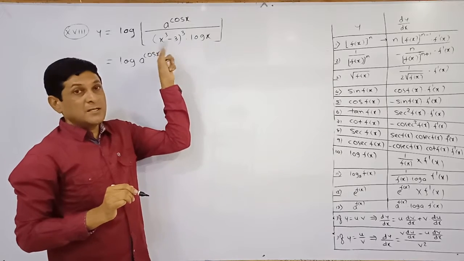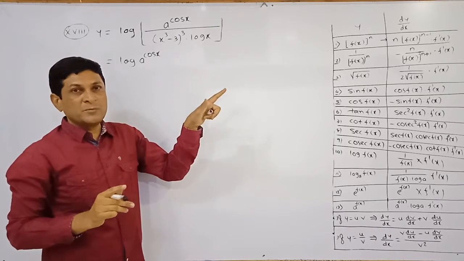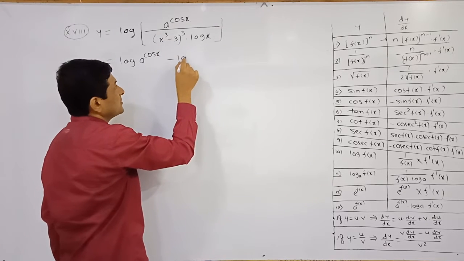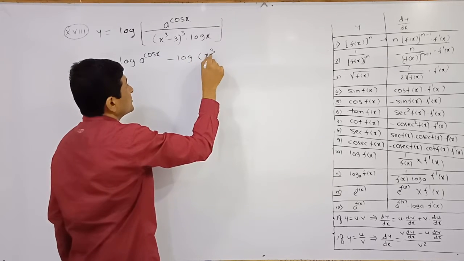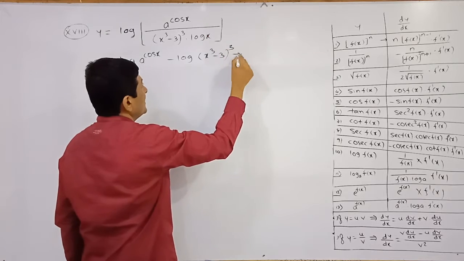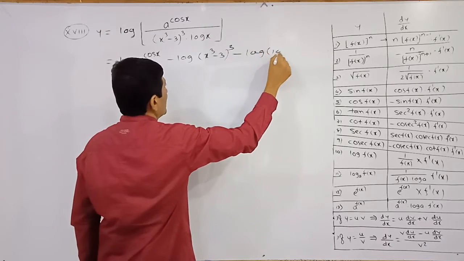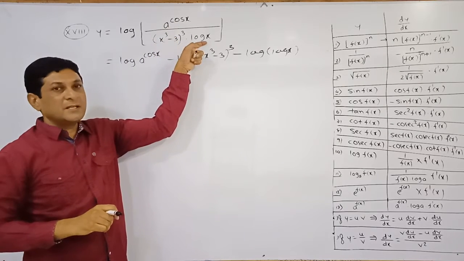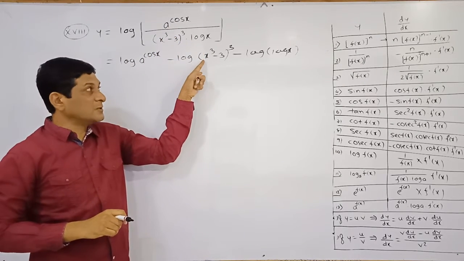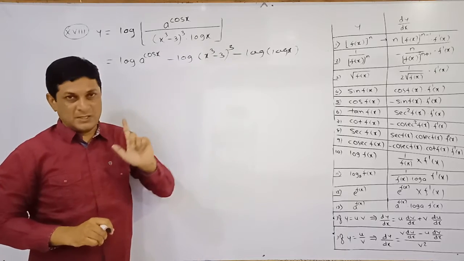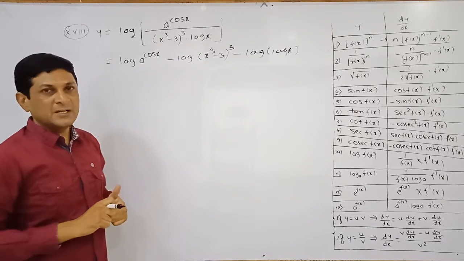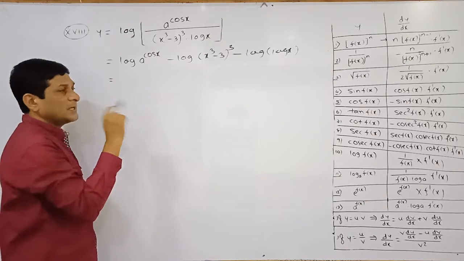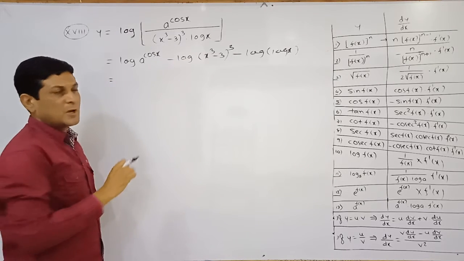b means what? Minus log b, that is, the terms of the denominator will be multiplied by minus. So what will we get here? Minus log of x cube minus 3 whole bracket cube minus log of log x. Again observe here, log a upon bc can be written as log a minus log b minus log c. Okay, just we are simplifying it. We are just applying laws of logarithm here. Now again we are simplifying it, applying laws of logarithm.